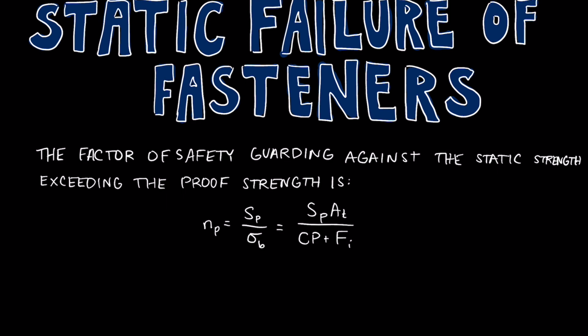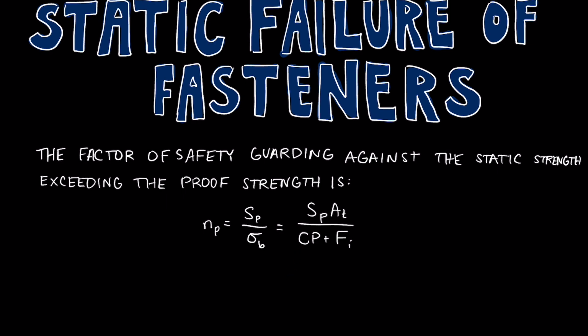Okay, so remember that the proof strength is the strength of the bolt that a manufacturer literally proves that a bolt can withstand without retaining any plastic deformation. It's different from the yield strength. It's lower than the yield strength. And we're taking that proof strength, dividing it by the stress in the bolt, which is equal to the sum of the preload plus the portion of the external load that the bolt takes from the joint, where we know that portion due to our joint constant C.